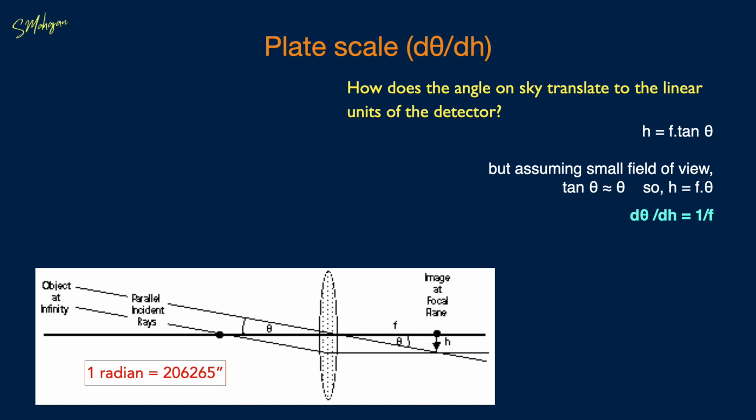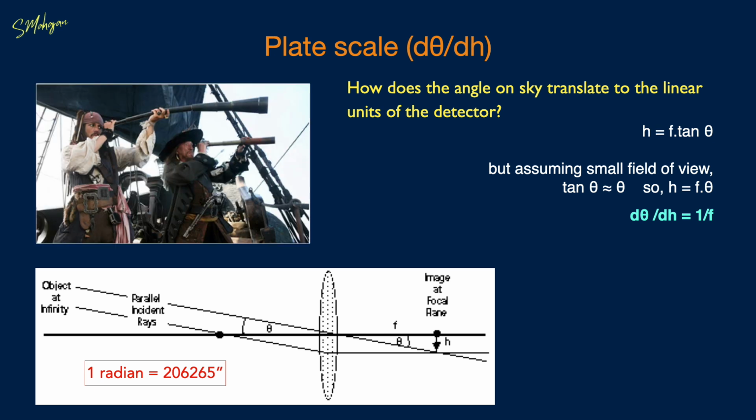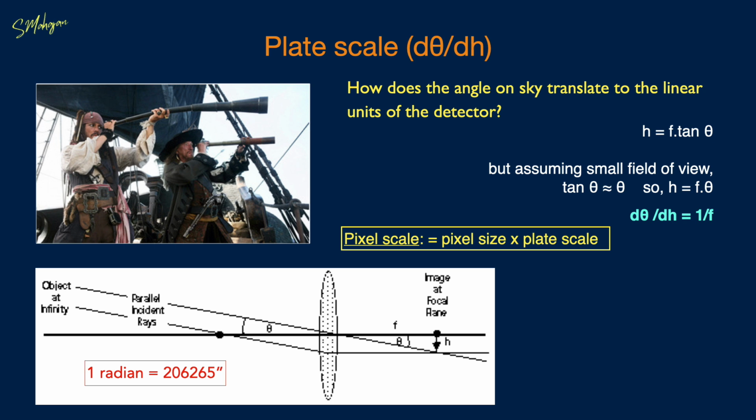This means that if you want to see faint objects such as galaxies, the focal length of the telescope should be small. But if you want to measure accurate positions of a bright source, for instance, a star, or if you are trying to find something that is far away, the focal length of the telescope should be large. There is another quantity called pixel scale, which is equal to pixel size times plate scale.